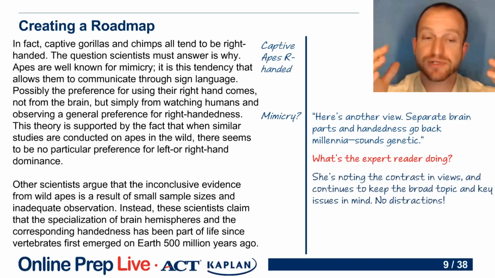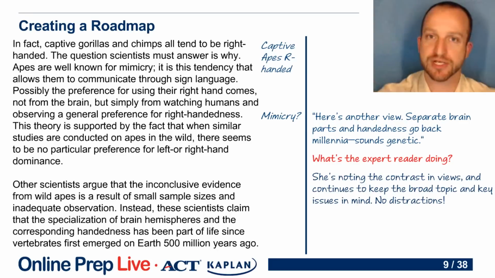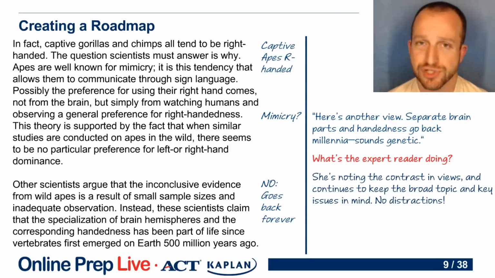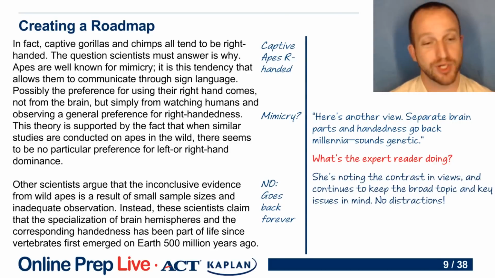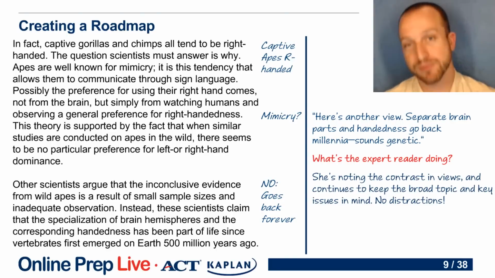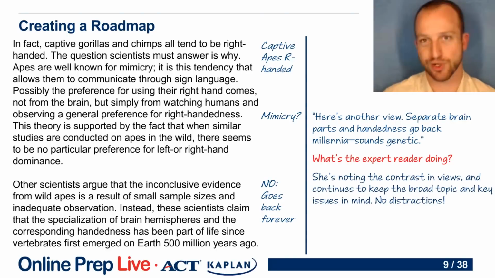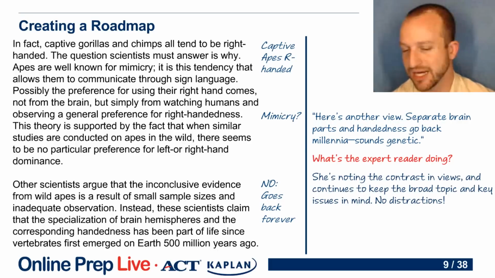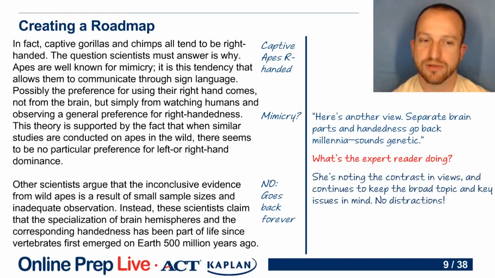So the expert reader is saying, wait a sec, we had this question mark at the end. Is it just mimicry? And we're getting an answer. No, it's not just mimicry. It goes back all the way through evolution. Again, you could write down goes back forever, or goes back 500 million years, or goes back to Earth as a baby, however you want to phrase it, just so you remember that little nugget of information. No, we do seem to have some level of genetics that plays out.